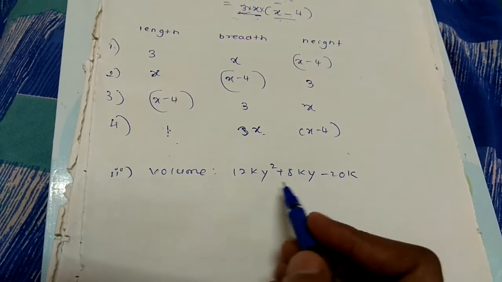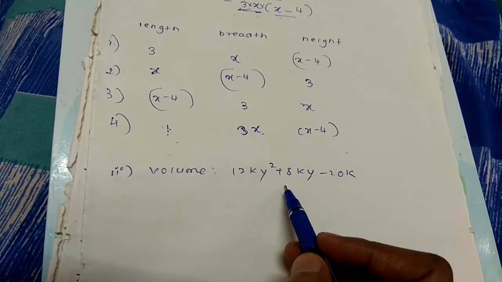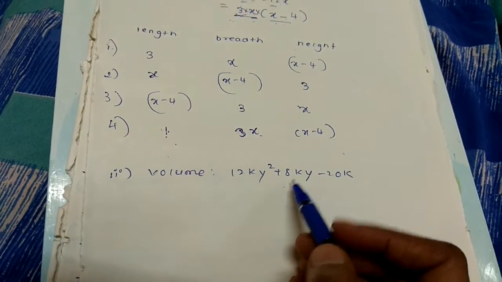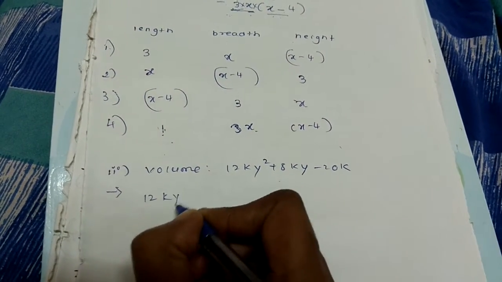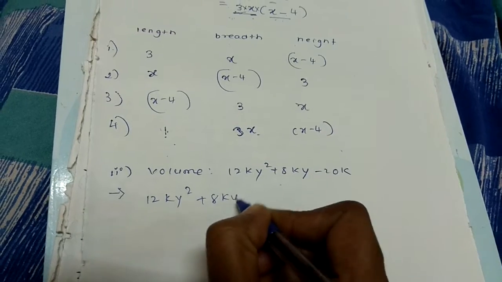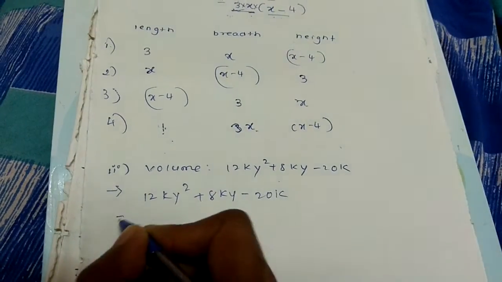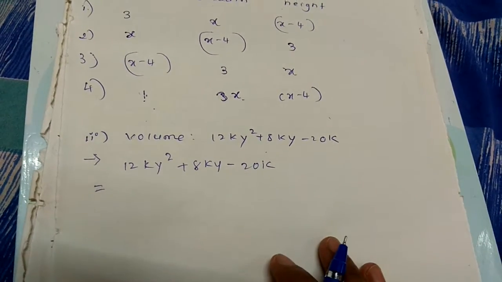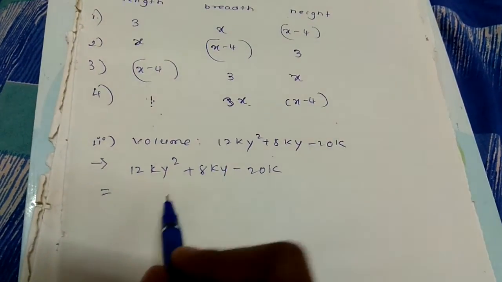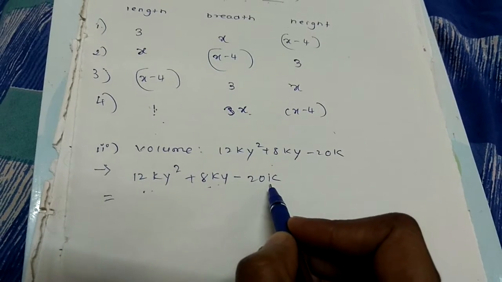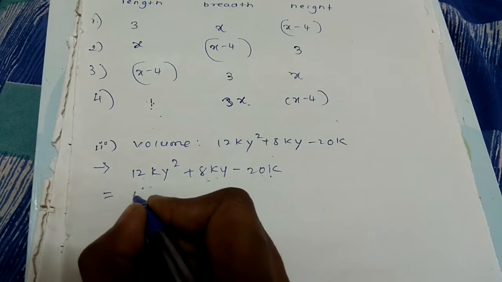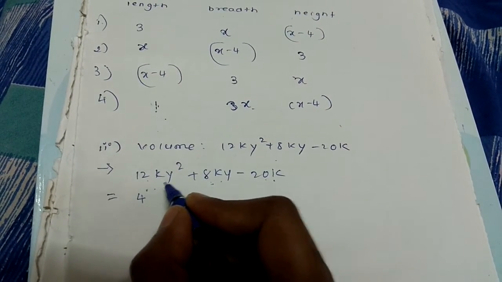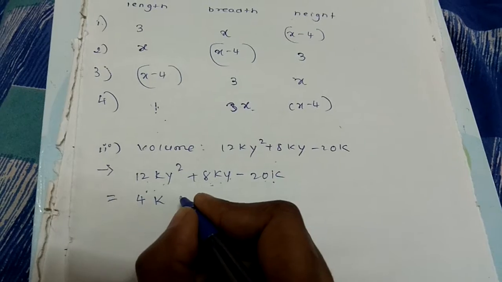Similarly, the second volume is given, and here too we have to write it as a product of three factors. So let us start: 12ky square plus 8ky minus 20k. As we know, in the first type of factorization you always try to get a common factor from the given terms. Three terms are given. 12, 8 and 20 come in the table of 4, and the variable k is also common, so 4k can be common.